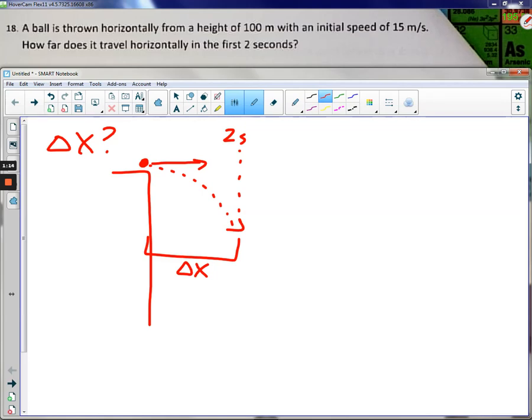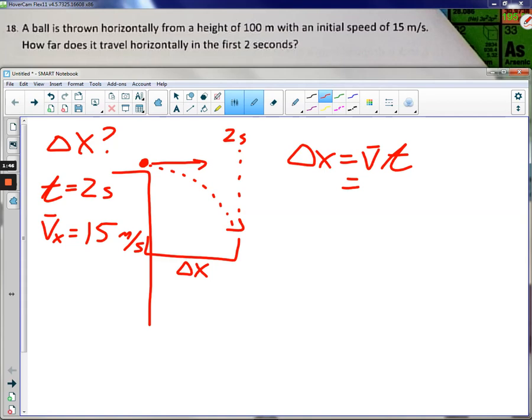So let's talk about what we know. We don't know delta x. We do know time, 2 seconds. We do know that our velocity of x is what? 15 meters per second. It's going to go 30 meters. Delta x equals v times t, right? Equals 15 times 2, equals 30 meters.